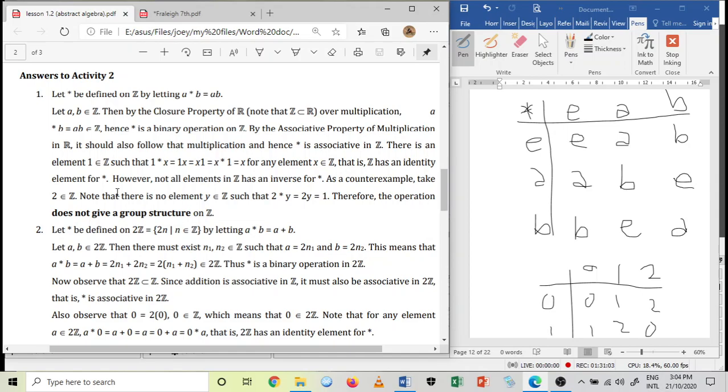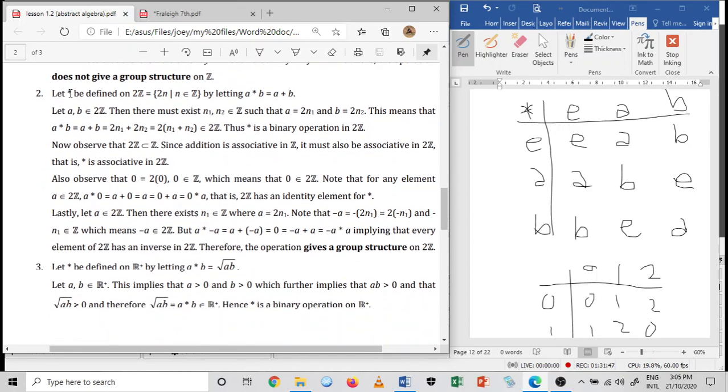However, there is no inverse for some elements in the set. Say for example 2. Supposedly the inverse of 2 under multiplication is 1/2. But 1/2 is not in Z. Okay? Therefore, we simply show a counterexample because we disprove that it is not a group. So we show that there is an element 2 with no inverse, so that the operation does not give a group structure on the set Z.